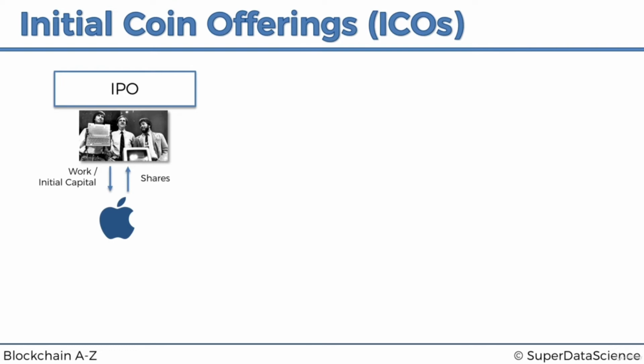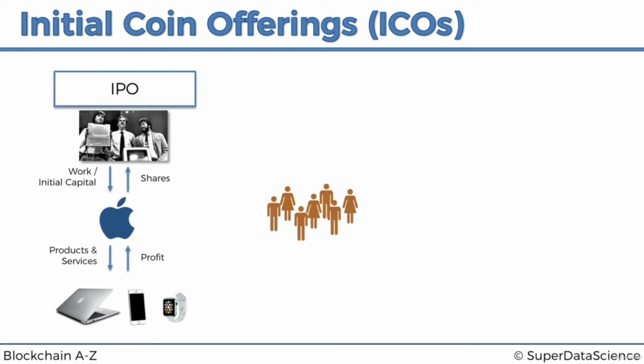Then what happens is they start producing products, computers, phones, watches, and so on. So the company creates products and services, and in return, it gets a profit. So that's how a company can operate before it's a publicly listed company, when it's a private company. But then once they want to list the company publicly, so the shares are available to the general public for purchase, they conduct an IPO, an initial public offering.